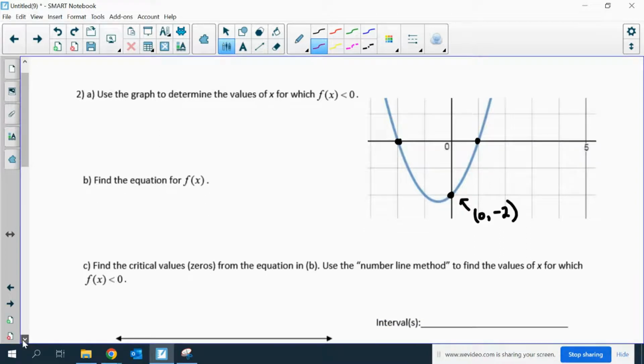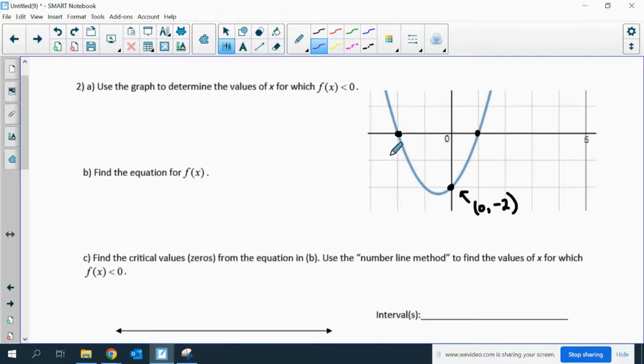Now, problem 2. Similarly, I would try to figure out where this is less than 0. So I look at the graph, and this function is less than 0 everywhere between x equals negative 2 and x equals 1.